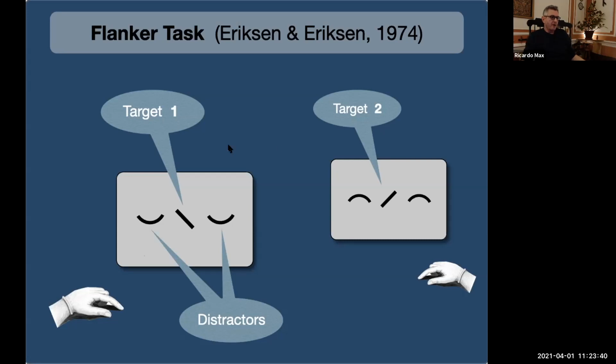So in a Flanker test, the participants are asked to respond with two alternative hand motor responses. Every time you see this target, press the left button. Every time you see the alternative target, press the other button. And disregard as much as you can the flanking distractors.